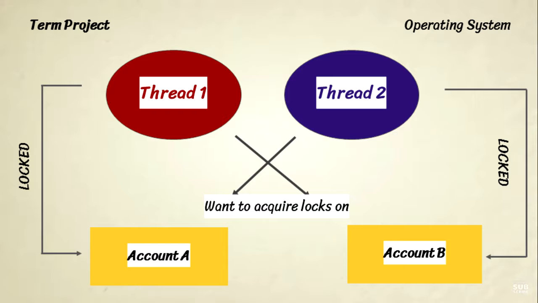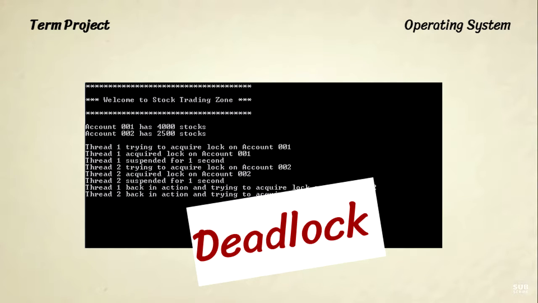These two threads won't give up their resources and are waiting for each other, so this is called a deadlock situation. In our process, thread 1 acquires the lock on account 1 and thread 2 acquires the lock on account 2. The next step is that thread 1 tries to acquire the lock on account 2, which is impossible because thread 2 holds it. Likewise, thread 2 tries to acquire the lock on account 1, which is denied because thread 1 holds it.